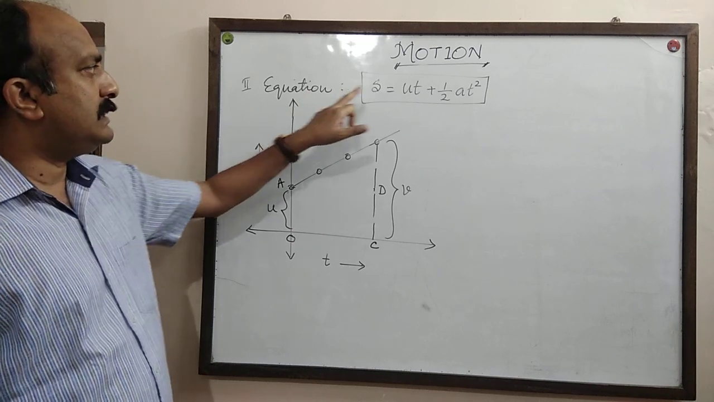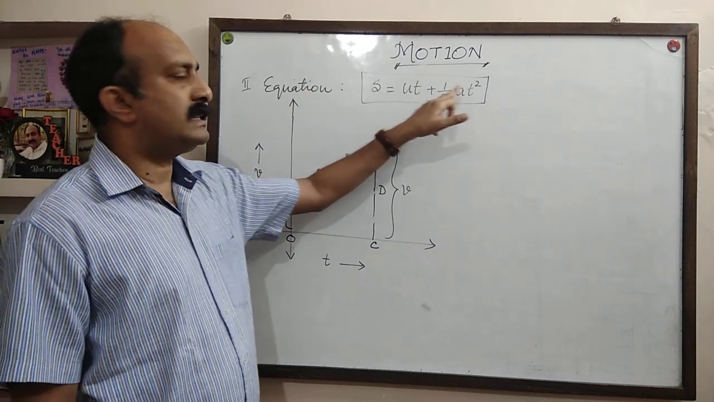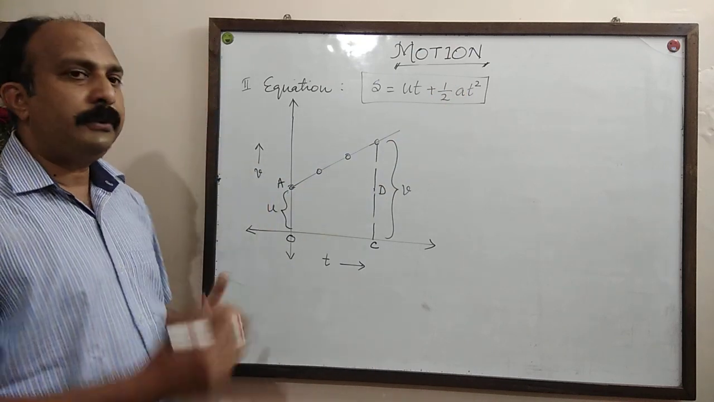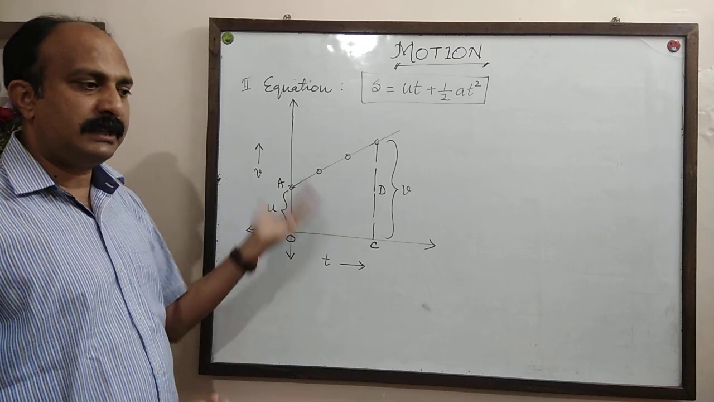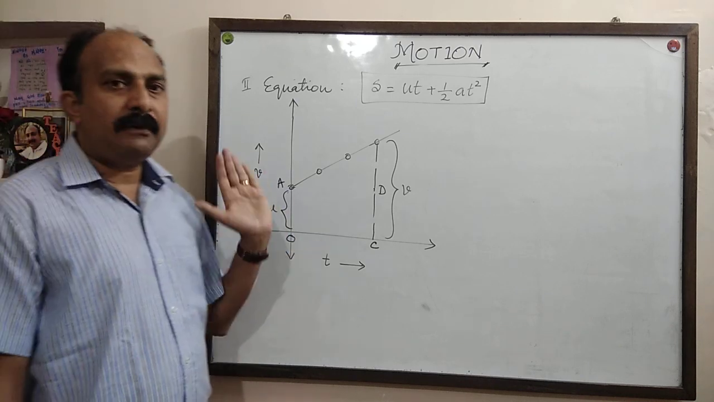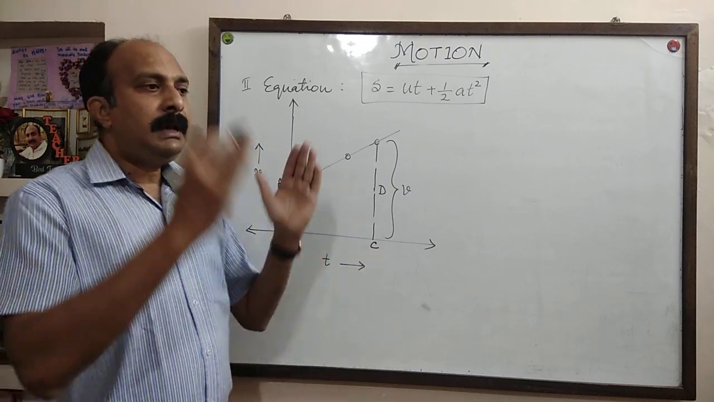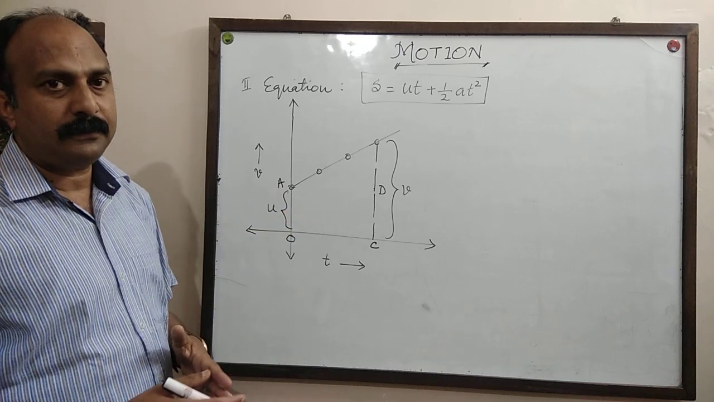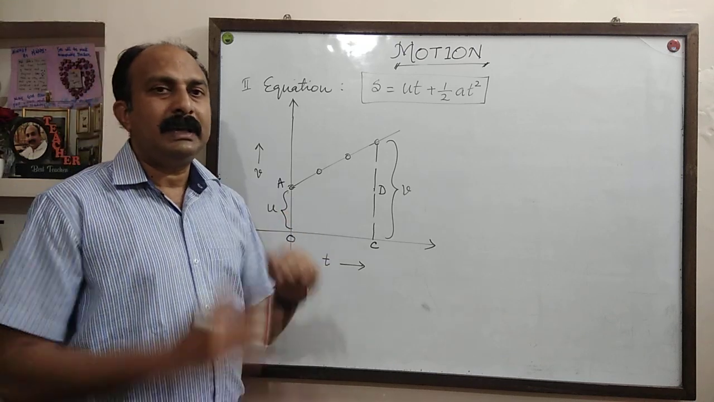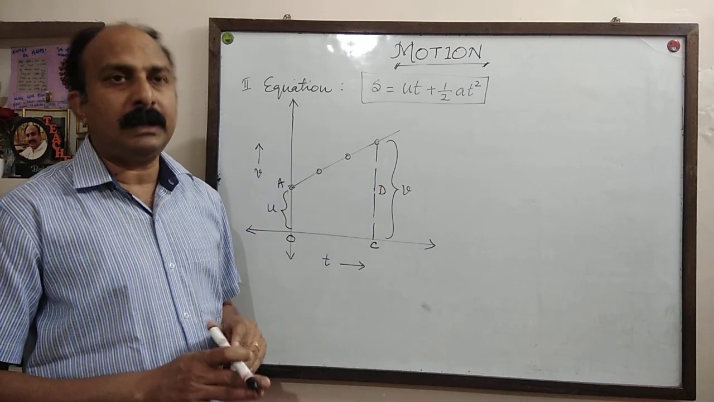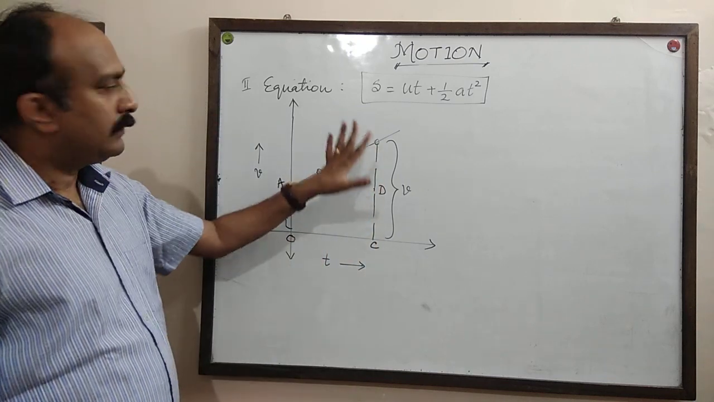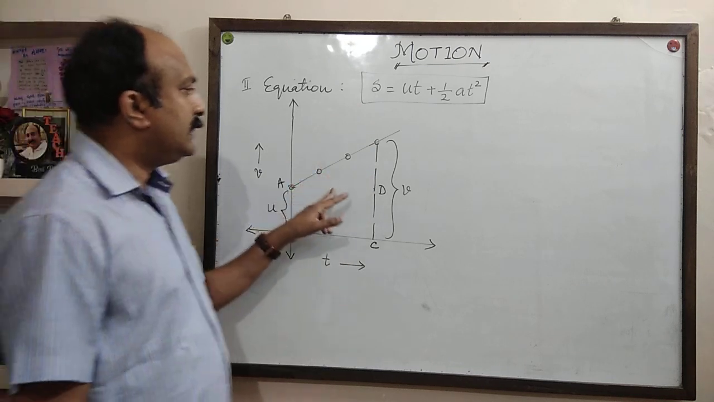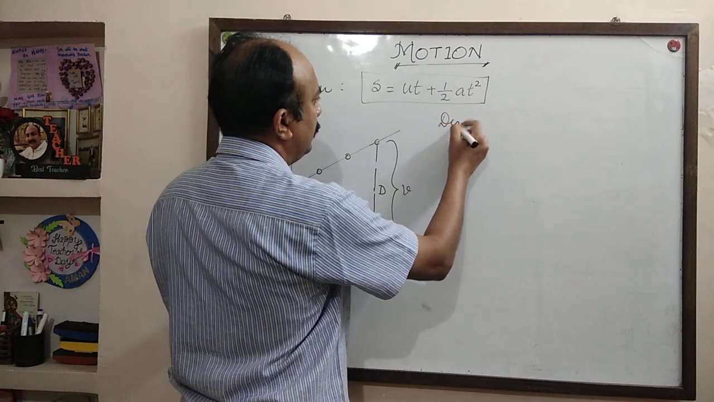The second equation of motion is S is equal to ut plus half at square. For deriving the second equation of motion, we are using the second property that was taught just now. Distance travelled by the body is equal to the area of the geometrical figure formed under the VT graph. Distance travelled is equal to area under the VT graph. So we are using the same graph for the derivation of this second equation also.